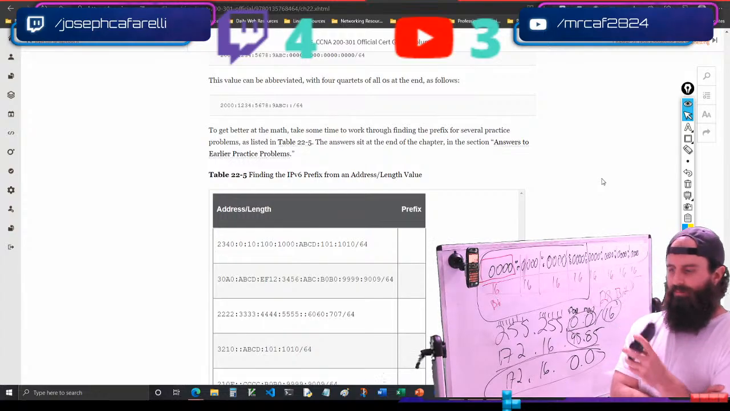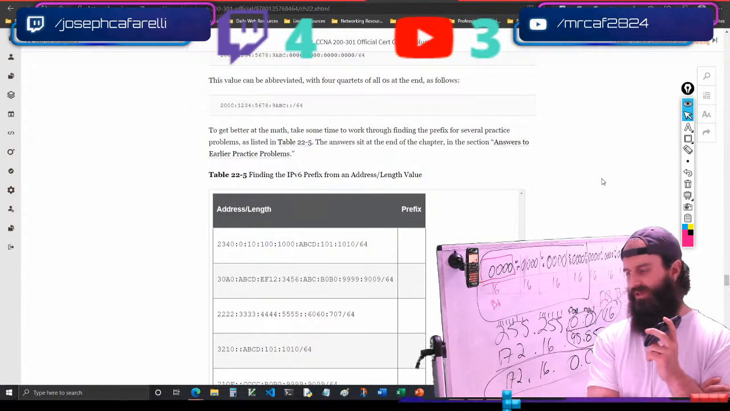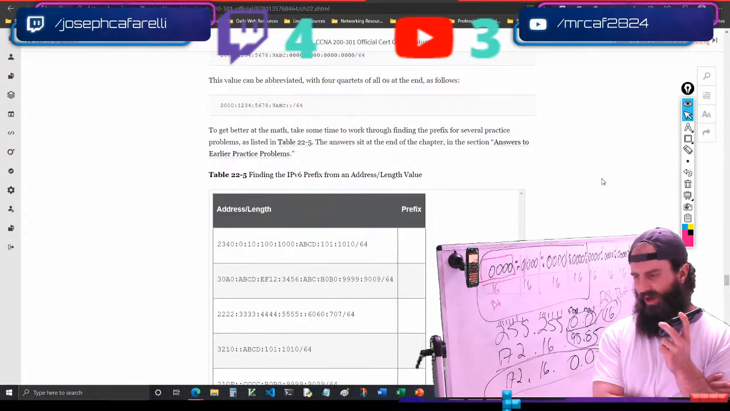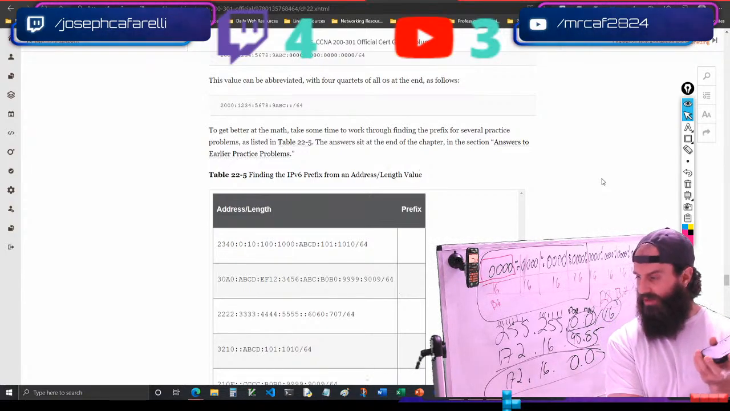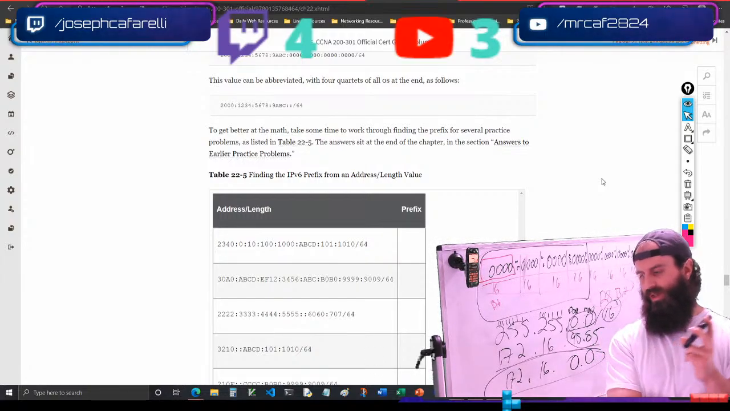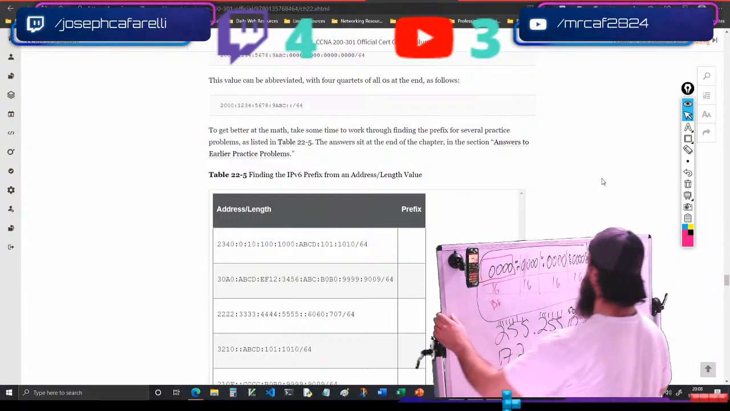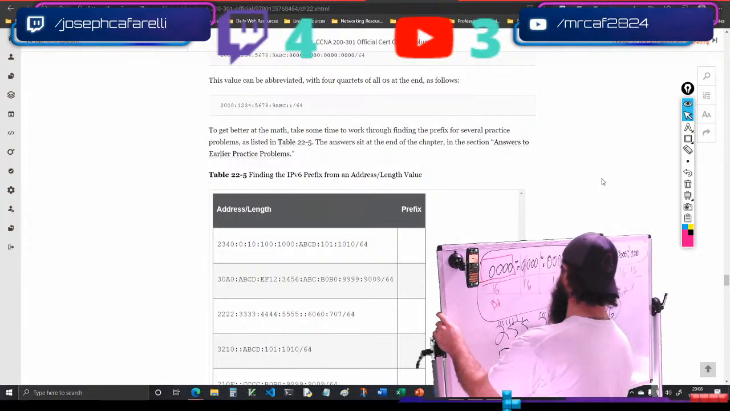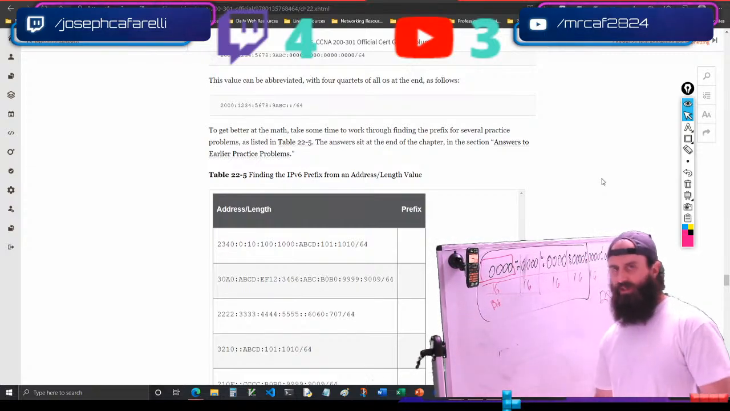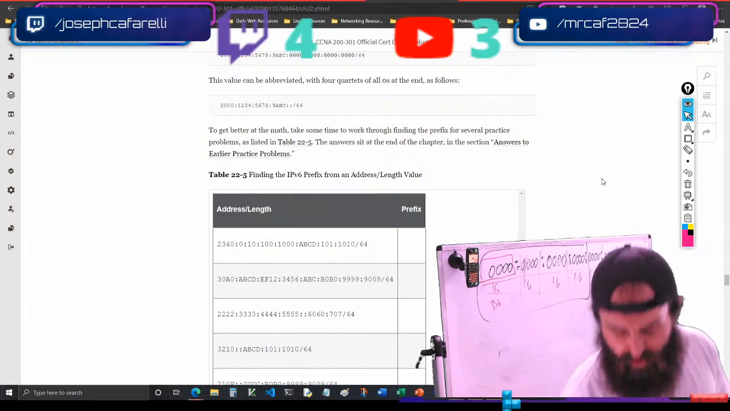Cool. All right. To get better at the math, take some time to work through finding the prefix of the several practice problems as listed in the table. The answers sit at the end of the chapter in the section answers to the earlier practice problems. All right, cool. So let's take a swing at some of these real quick. We'll try to blast through that. All right, we'll keep this on the board just as a good visual cue.